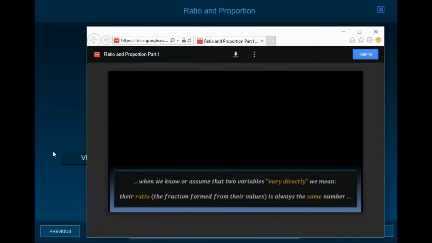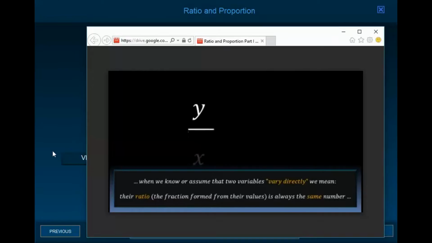When we know or assume that two variables vary directly, we mean their ratio, the fraction formed from their values, is always the same number.